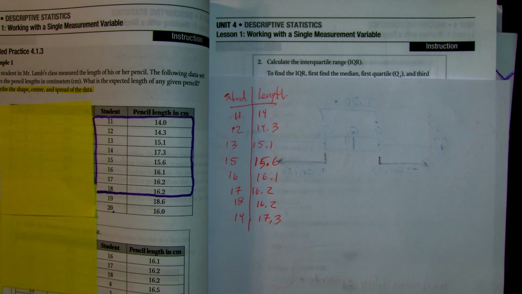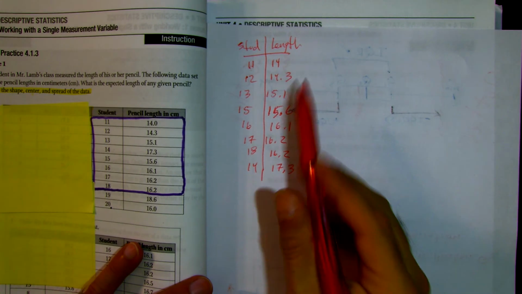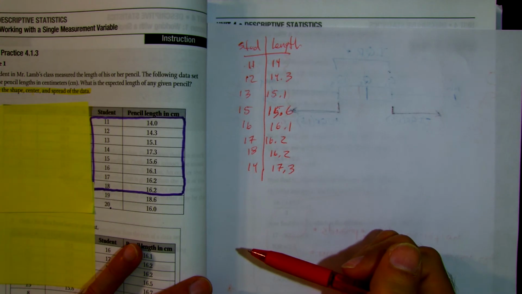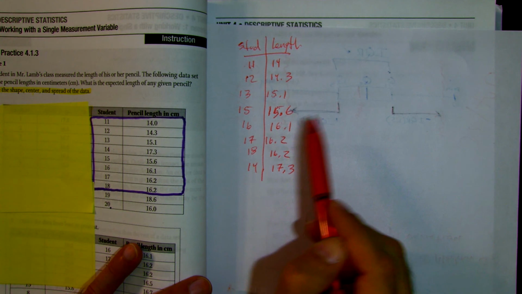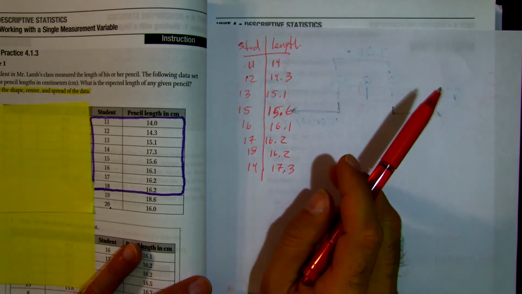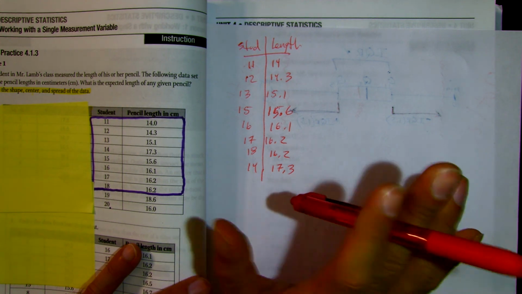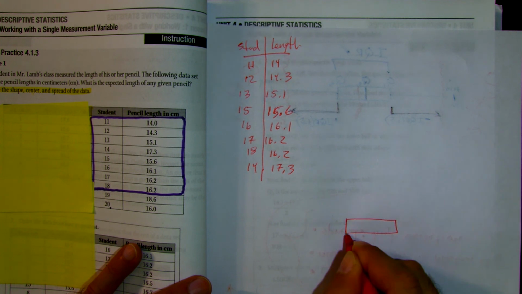Anybody know? Why would this one be a little bit harder? 1, 2, 3, 4, 5, 6, 7, 8. Yes. Thank you, Victor. There are an even number of students. So the median isn't going to be one of our data values. Excellent. So I'm going to go ahead and make my box plot down here.